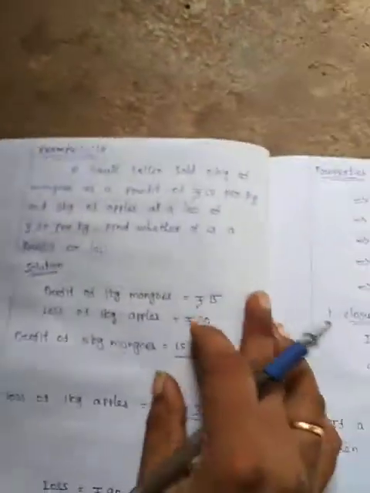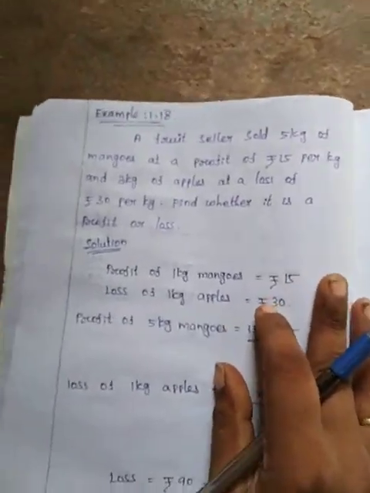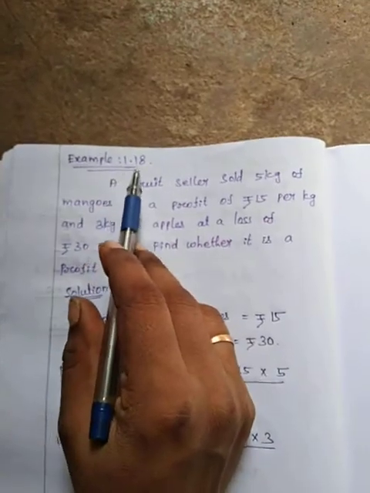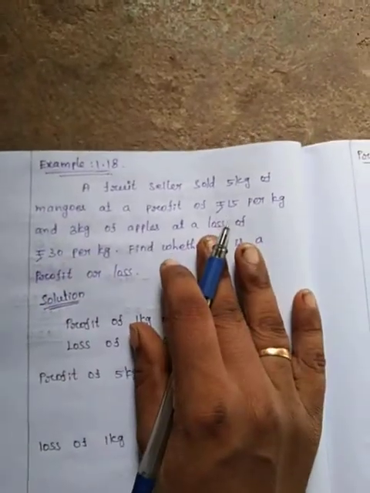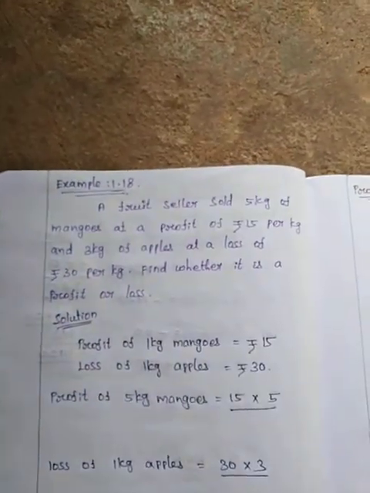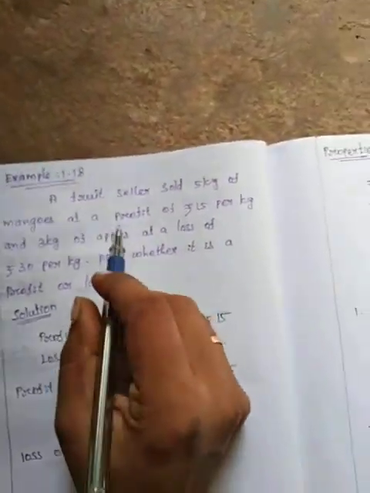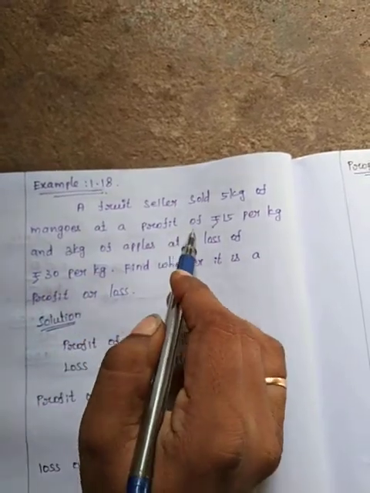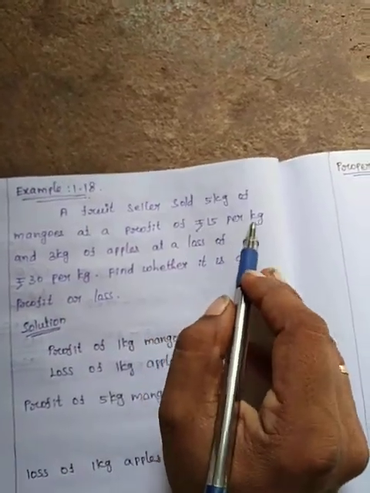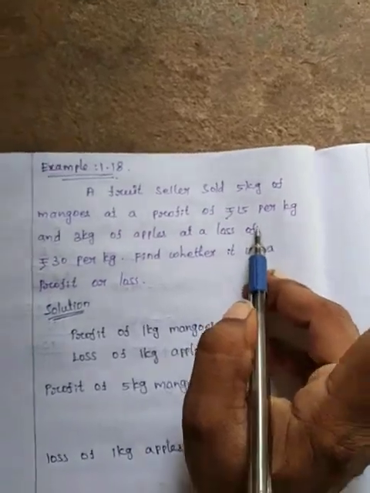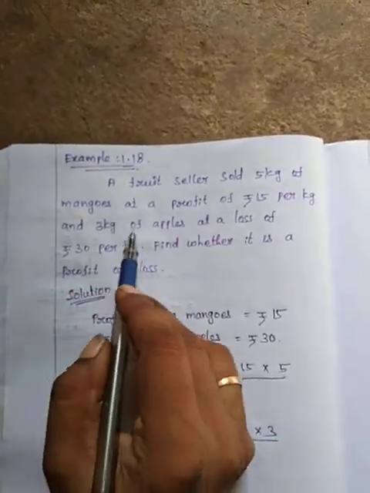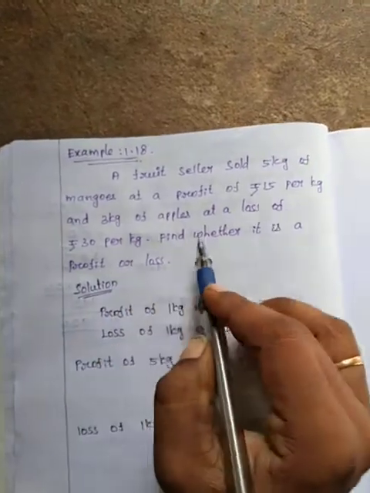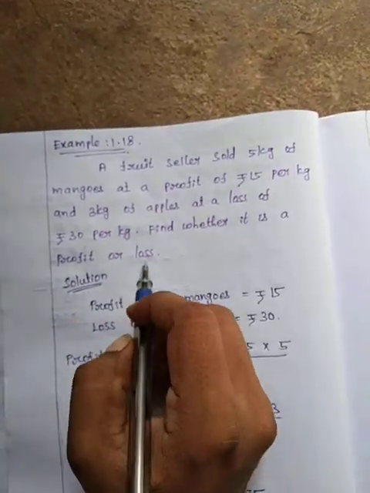Now, we are going to see one word problem for multiplication of integers. Example 1.18, page number 17. Let me read the problem first. A fruit seller sold 5 kg of mangoes at a profit of rupees 15 per kg. Per kg means 1 kg. And 3 kg of apples at a loss of rupees 30 per kg. Find whether it is a profit or loss.